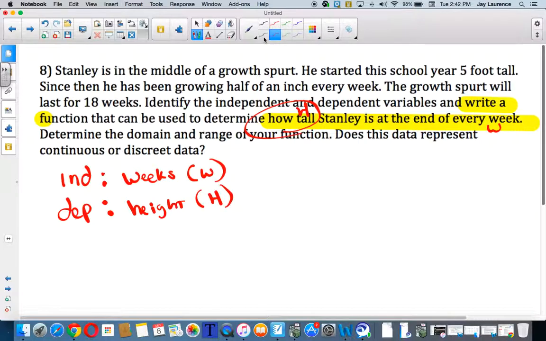Now I'm getting ready to write my function. Well, remember the independent variable is the input. It goes inside the function. So I'm not just going to write h, I'm going to write h of w, where the h is the function machine and the w is the input. H of w is the output.